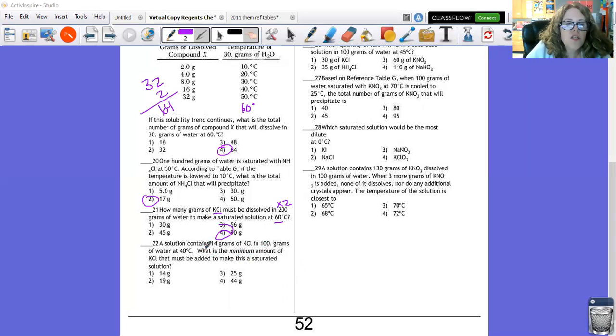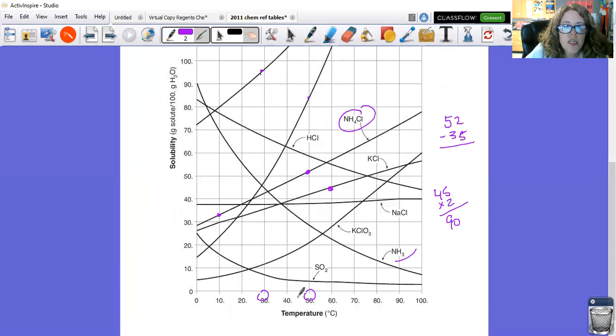All right, so we have a solution that contains 14 grams of potassium chloride and 100 grams of water at 40 degrees. What is the minimum amount of KCl that must be added to make this saturated? So I'm going to go to 40 degrees and 14 grams, and then I need to see how much more I have to go up to that line. So 40 degrees is here, and 14 grams is just about here, right? And now, how much more do I have to add to make it saturated?